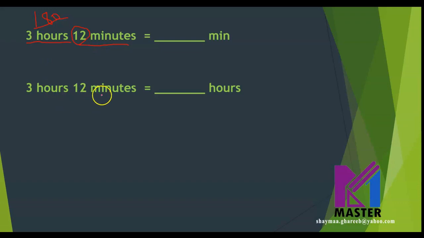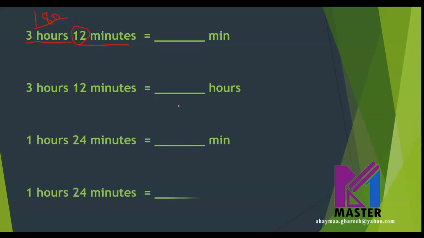What about this example? I have 3 hours and 12 minutes, exactly the same, but this time I'm going to write them in hours, which means a decimal number of hours or a mixed number of hours. So let's see how we are going to do all the coming examples. As we said here, I have a whole number of hours, which is 3. And I need to write this number of minutes as a fraction of the hour. 12 minutes means 12 over 60, which is 2/10 of the hour, or 1/5 of the hour.